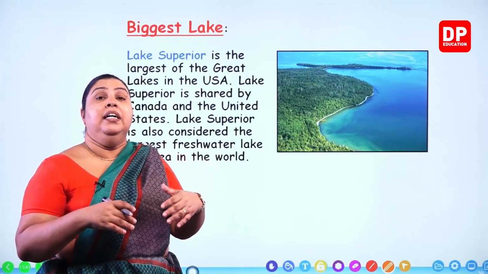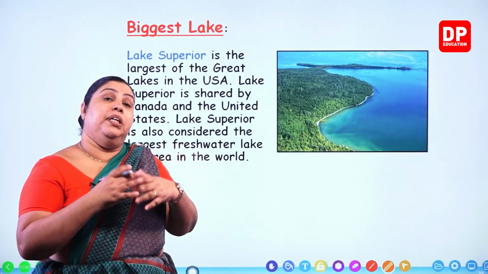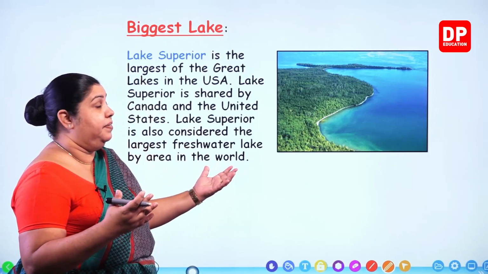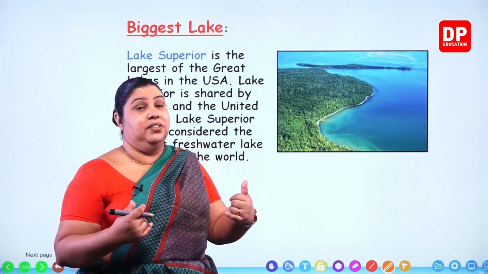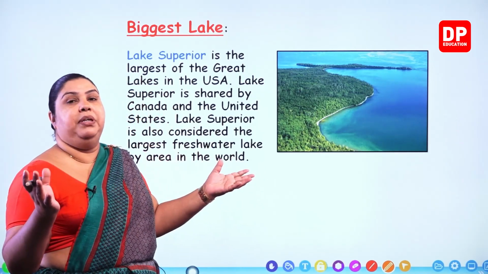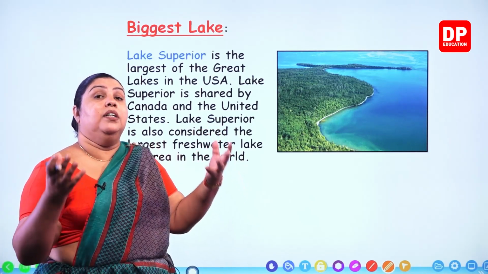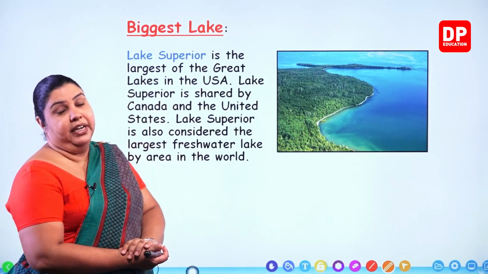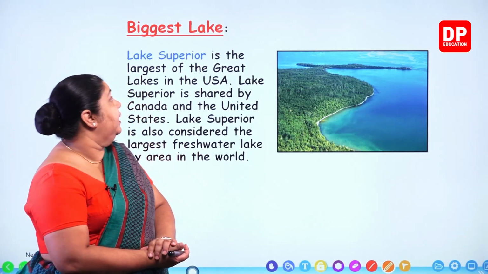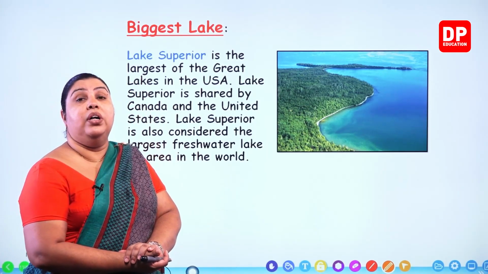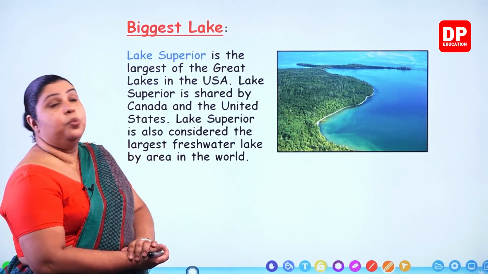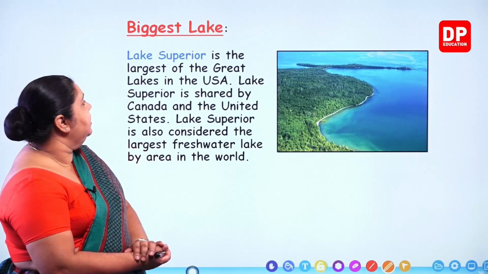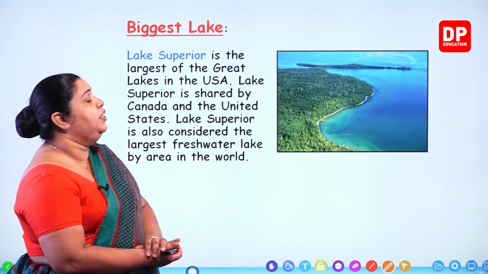There are places like Parakrama Samudraya which are big lakes. But now when we compare them to the lakes in Sri Lanka, these are so much bigger, and in Sinhala we say Superior Vila. In English we say Lake Superior. So the largest lake in the North American continent is Lake Superior. It is the largest of the Great Lakes in the USA.